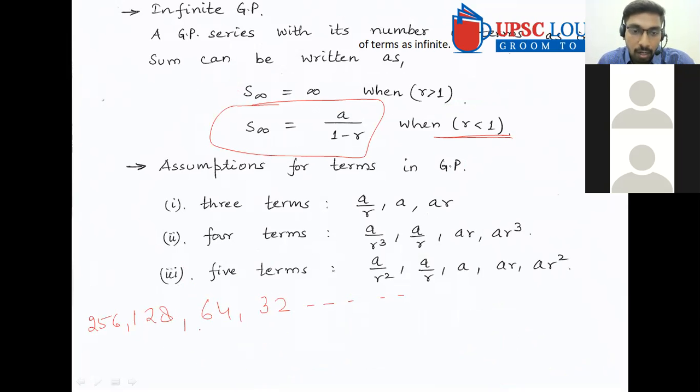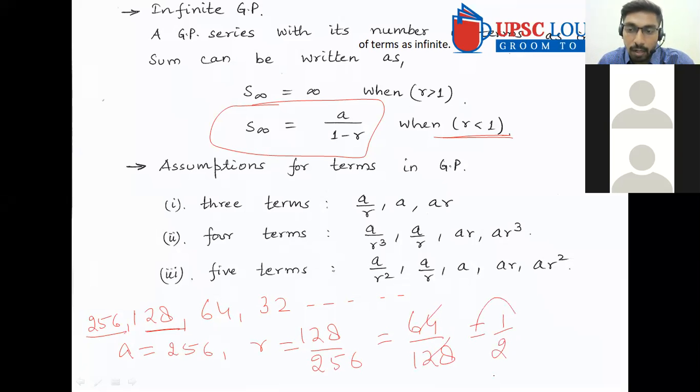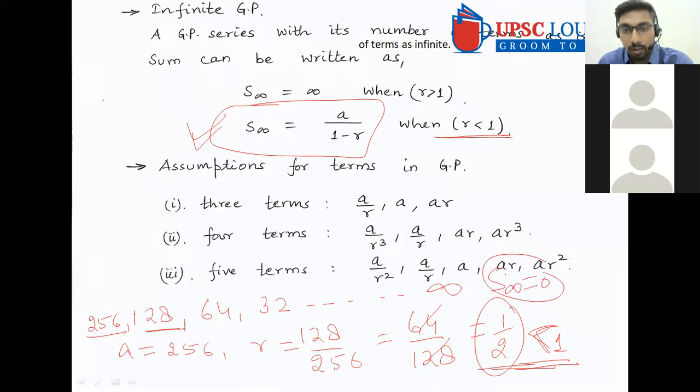So what will be the value here? a will be equal to 256, and what will r be? Next term divided by previous term, like this. Or you can also solve for any other order. So you will get 1 upon 2, which is less than 1. So for this, suppose the question is given like this, up to infinity, and they are asking for S infinity, what it will be.